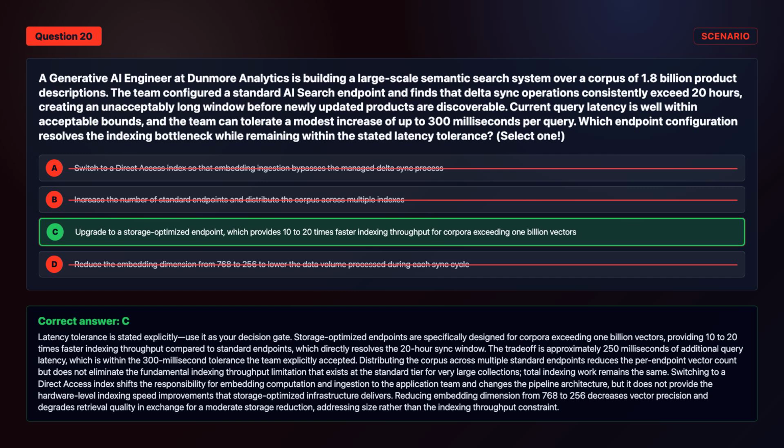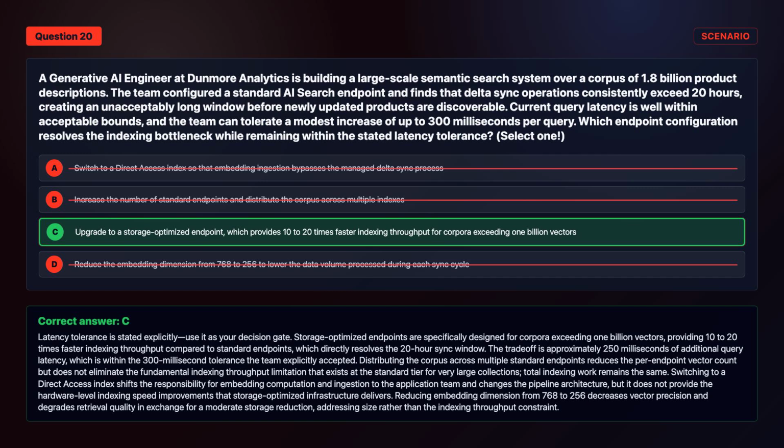Distributing the corpus across multiple standard endpoints reduces the per-endpoint vector count, but does not eliminate the fundamental indexing throughput limitation that exists at the standard tier for very large collections. Total indexing work remains the same.